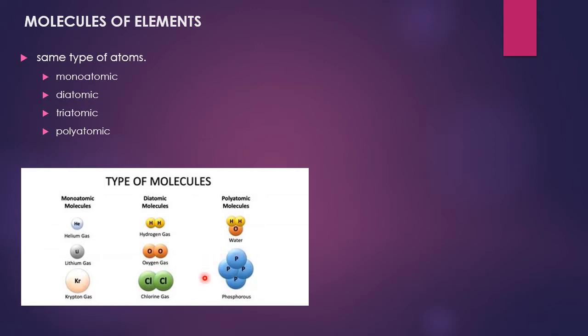Here we can consider polyatomic molecules, with more than 3 atoms. This is phosphorus, and the molecule of phosphorus is made after combining 4 atoms of phosphorus. That is why it is known as polyatomic. And that is triatomic, where 2 atoms of hydrogen and 1 atom of oxygen combine together, and we call them a triatomic molecule.